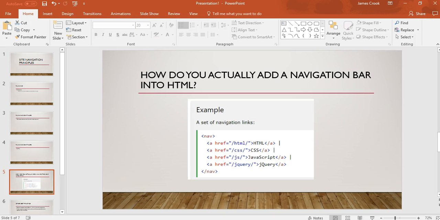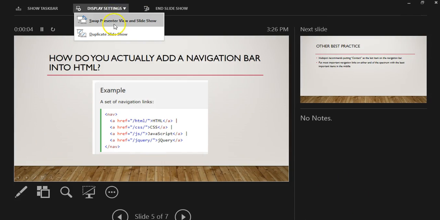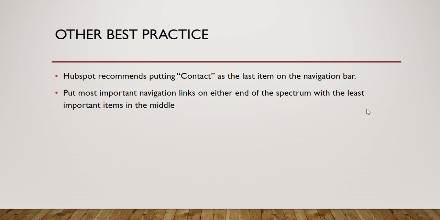Alright, so back to our presentation. These are some other best practice tips. Something I did wrong with my website is I don't have my contact information up there. When you do have it, you want it as the last item on the navigation bar, because that's what readers are going to assume will come.